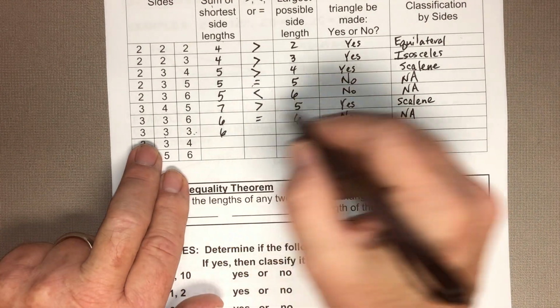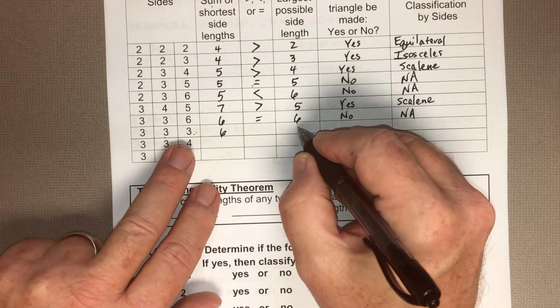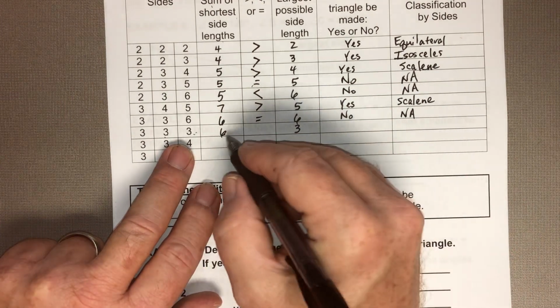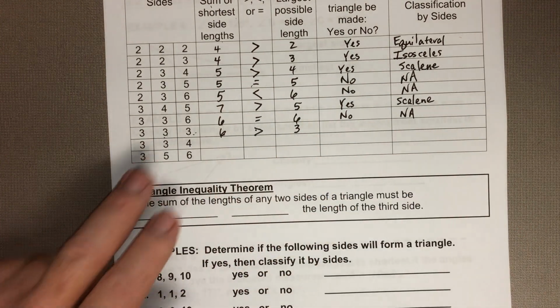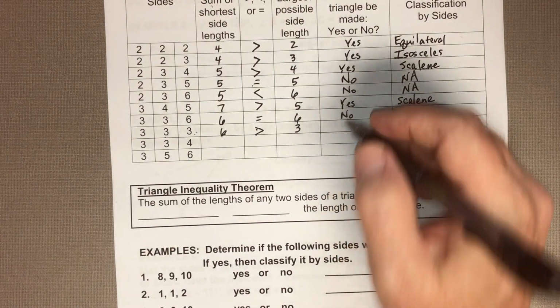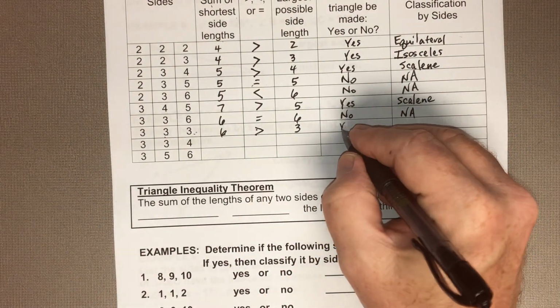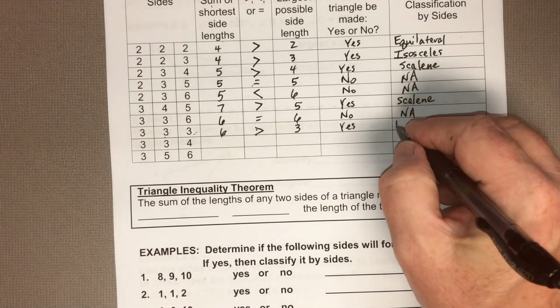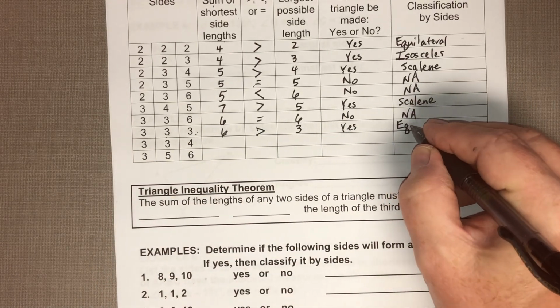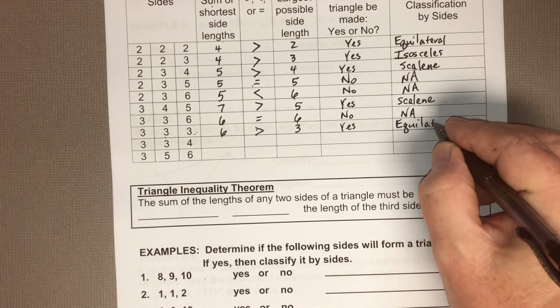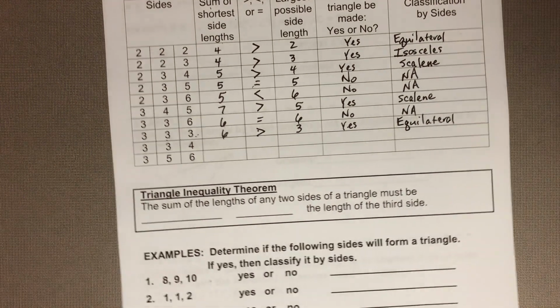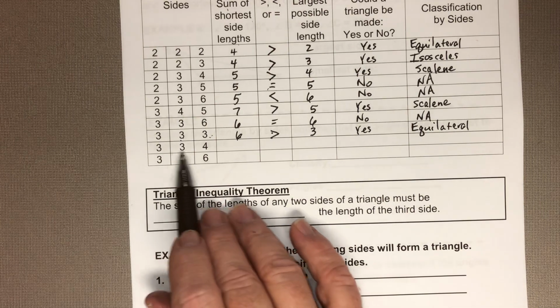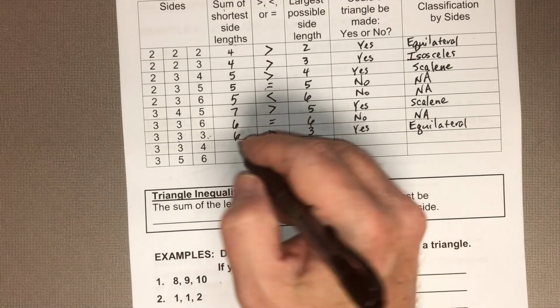And you got to compare that with the longest possible side length, 3. And 6 is greater than 3, all right? And that means you can form that triangle. And if you notice, all three side lengths will be congruent. That means it's what we call an equilateral triangle.